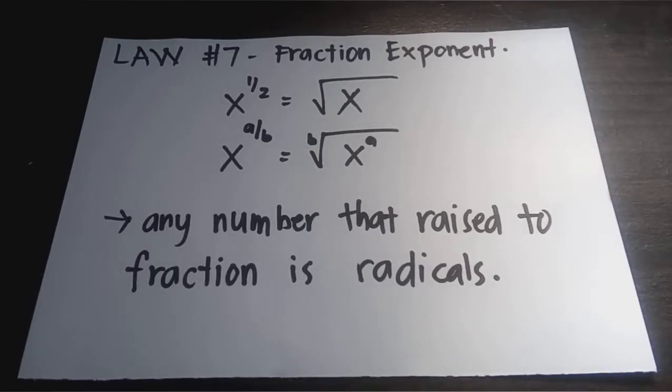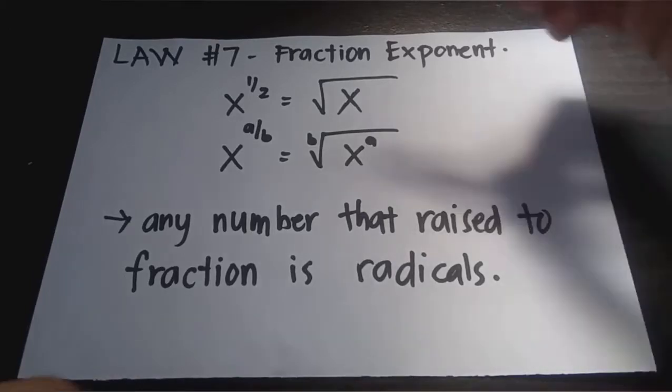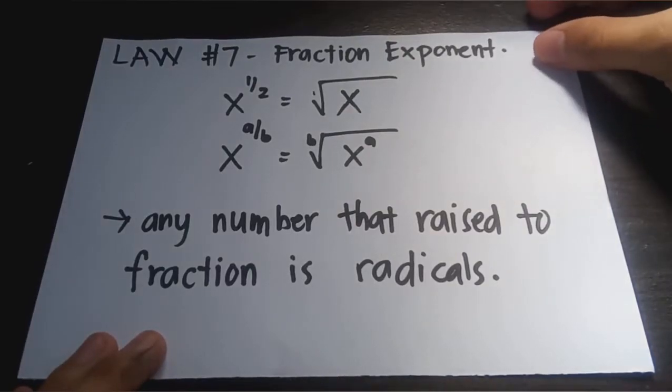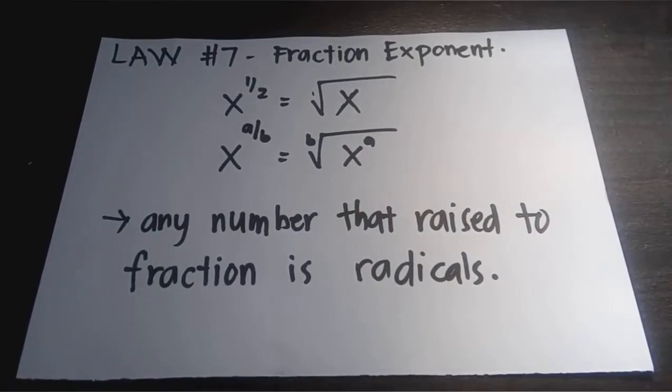Ano nga ba ang nangyayari sa isang base kapag ang kanyang exponent ay fraction? Unang-una napapansin ninyo, x raised to 1/2 is equals to square root of x. And also x raised to the a over b, that is the bth root of x raised to a. Automatic kasi, class, kapag walang number yung radical sign, ibig sabihin automatic the value is 2. Ang papakita ko sa inyo yung setup niyan. Sabi, any number that is raised to a fraction is radicals. So magpo-form siya ng radicals or magpo-form siya ng square root.